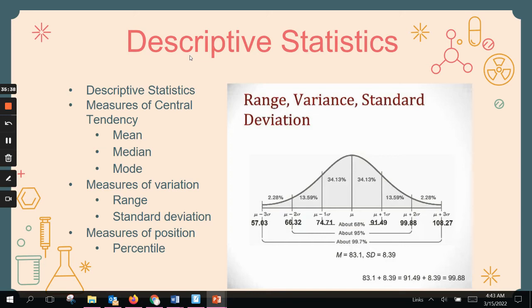And then we have the mode. The mode is the most frequent number in your data. So all you do is, when you line it up to find the median, you just find which number occurs the most frequently.